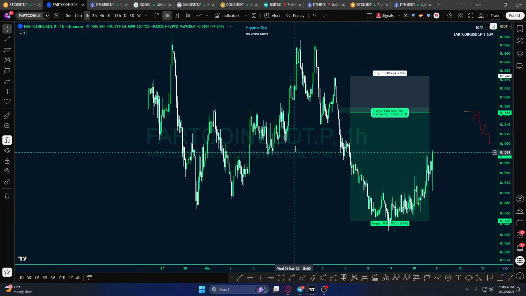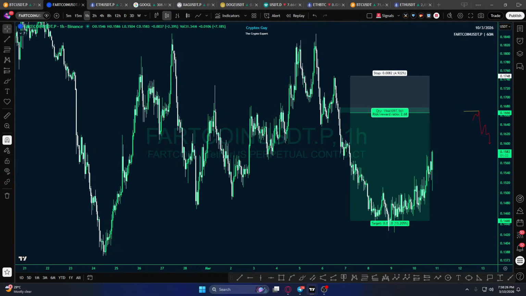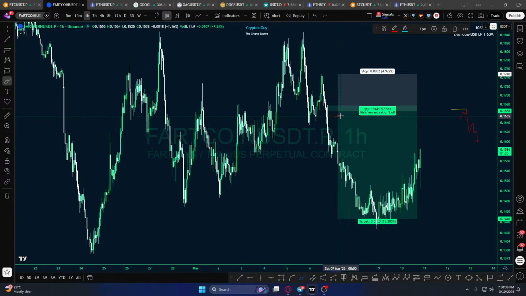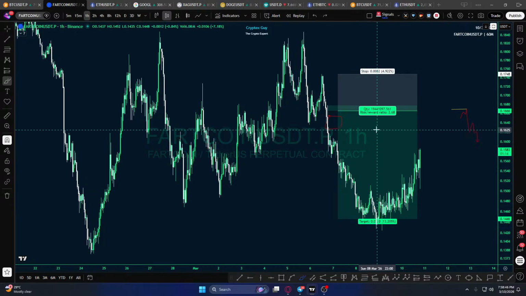Sorry, and this is a setup on Farcoin. I shared it maybe a couple of days ago, maybe on the weekend, and it hasn't tapped the entry, and it's forming a rounded bottom. So if we don't go above this zone today, then I'm going to cancel it, just because it has tapped all the TPs without us.